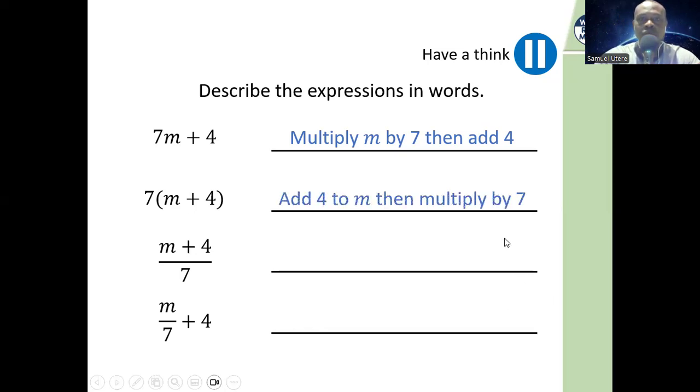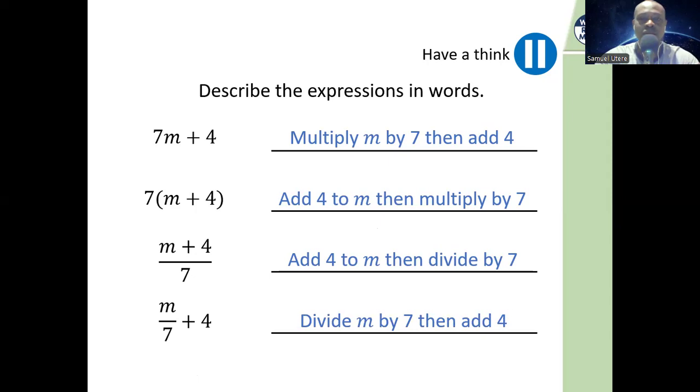Okay, here is what they are. So this one means we add 4 to m first before we multiply by 7. So we do what's in the brackets before we multiply by 7. This one is you add 4 to m, then you divide by 7. And then this one, you divide m by 7, then you add 4.